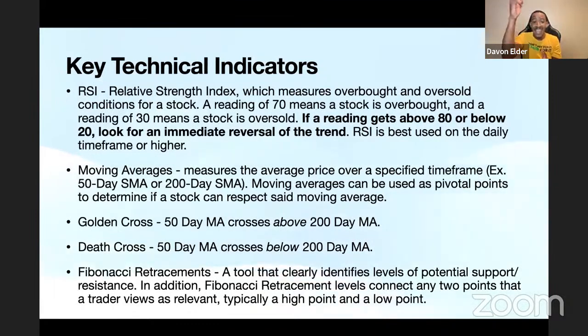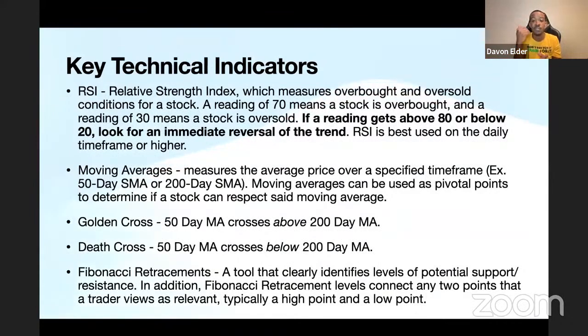If you have an 80 reading or a 20 reading, I believe that's an opportunity for you to exploit what's going on in the market to the upside or the downside. Now, another key thing, the RSI is best used on a daily time frame or higher.